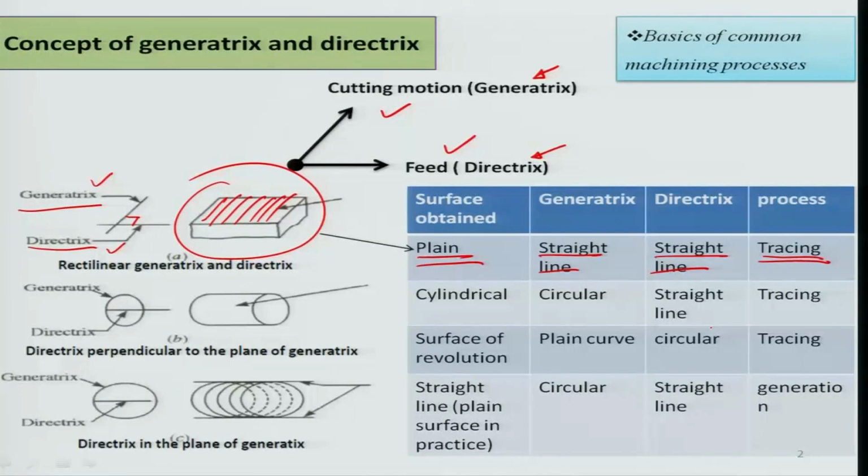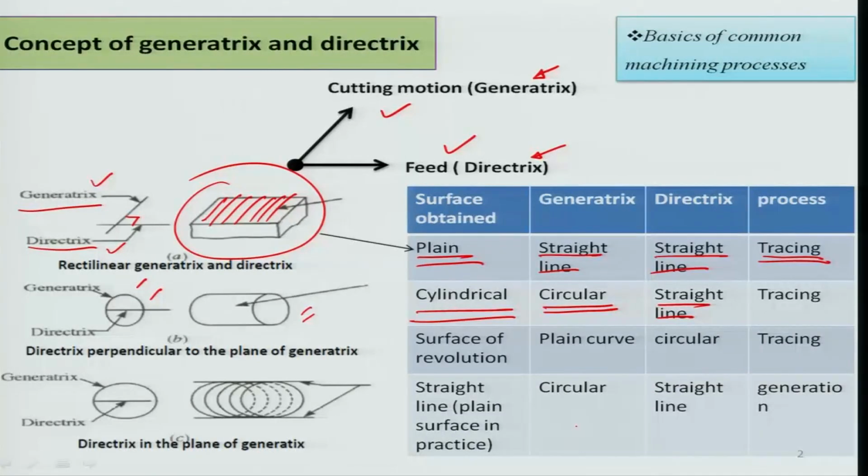Similarly, in the case of a turning center, you have normally the motion of the workpiece in a circular manner, and we can say that the generatrix direction or the cutting motion that happens is in a circular manner, and the relative feed direction of the tool with respect to the workpiece is again a straight line. So, a straight line with a circle will generally yield an array which is cylindrical in shape. Of course, the straight line is in a direction perpendicular to the direction of the cutting velocity. So, that is very important, particularly here.